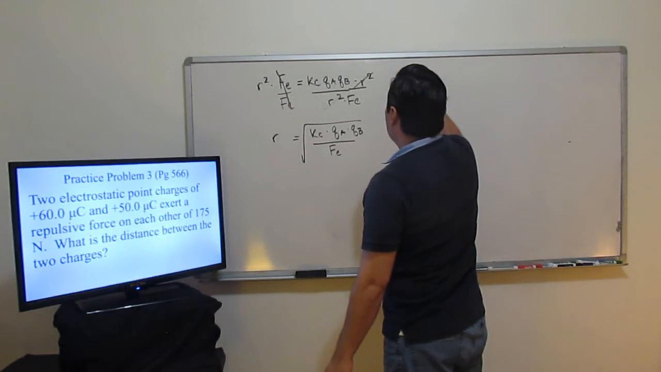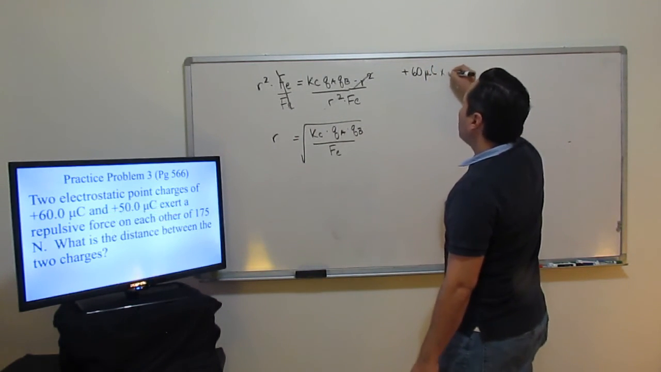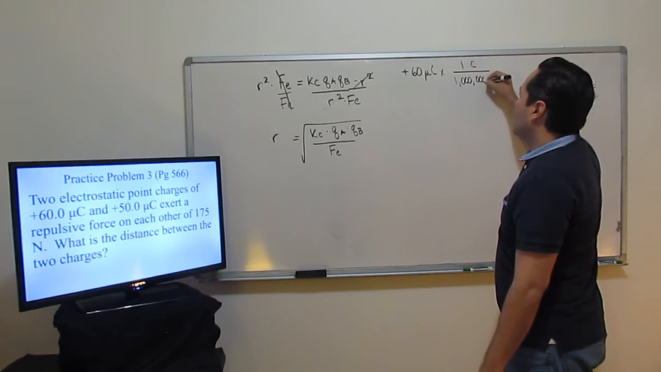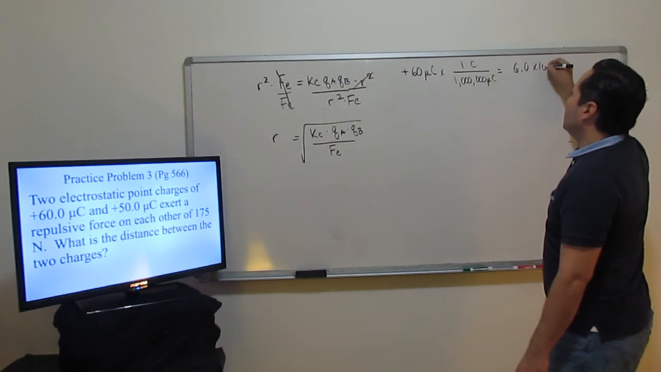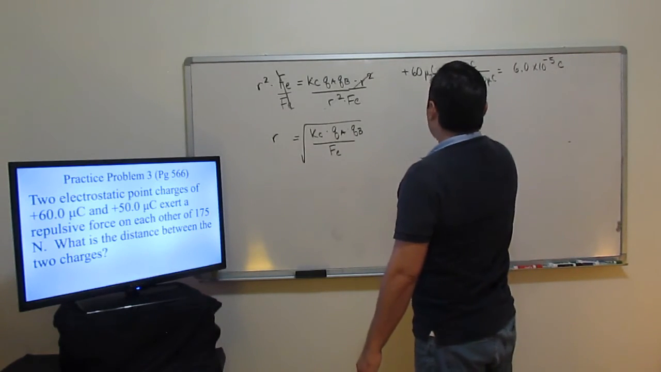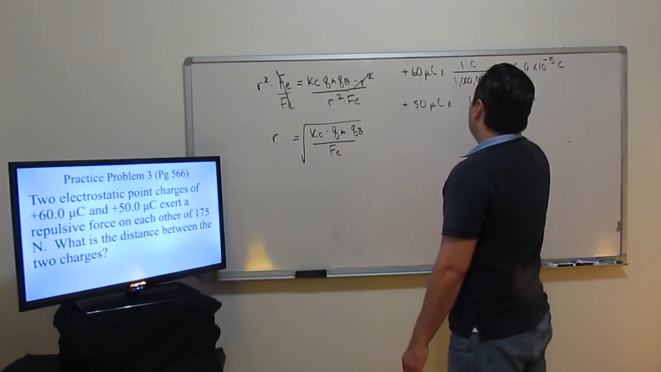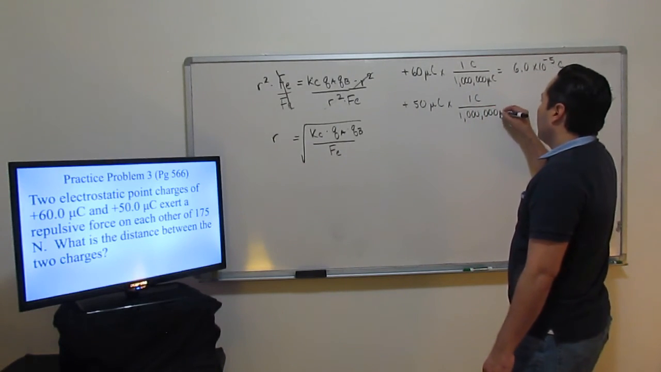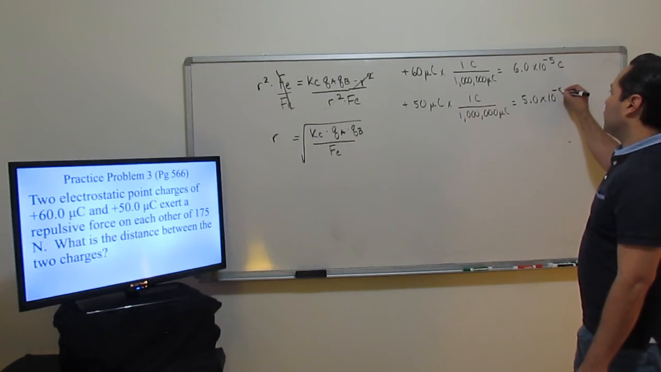Next, these are in microcoulombs. I need them in coulombs. So it is 60 microcoulombs. I multiply it times, for every 1 coulomb, there's 1 million microcoulombs. So the answer is 6 times 10 to the negative 5 coulombs. Over here, we're going to do the same to the 50. So our answer is 5 times 10 to the negative 5 coulombs.